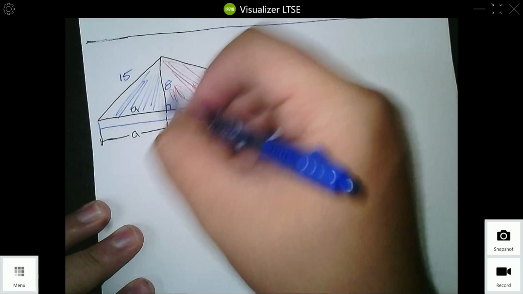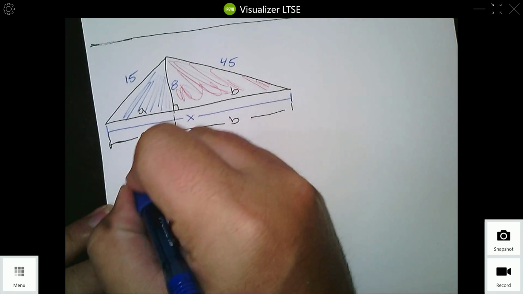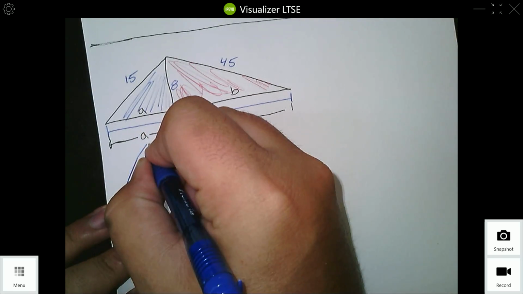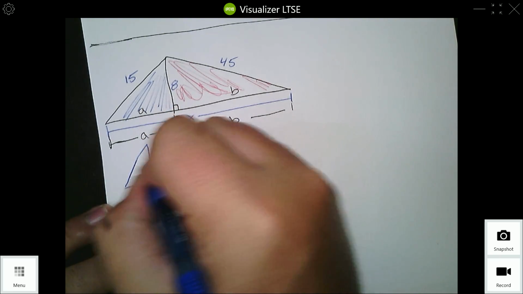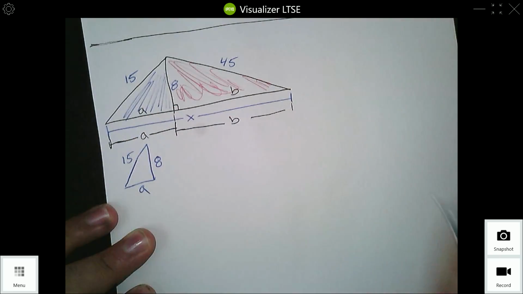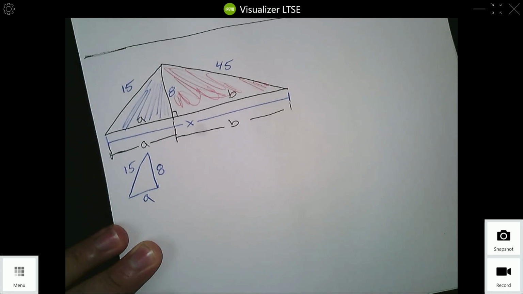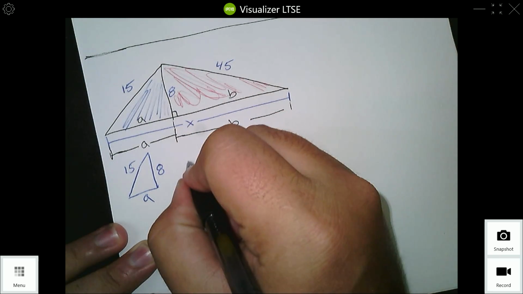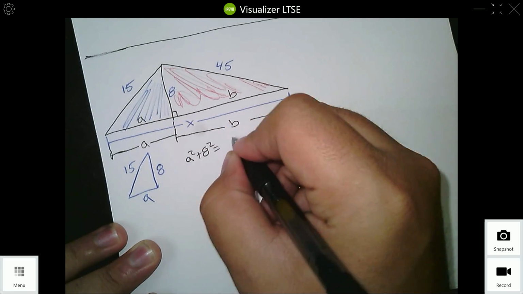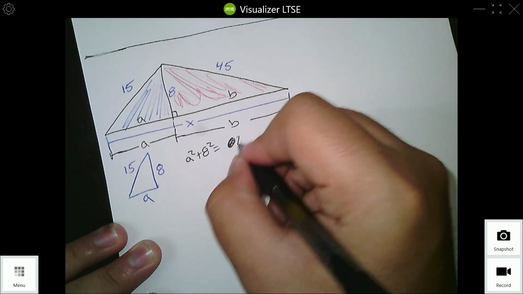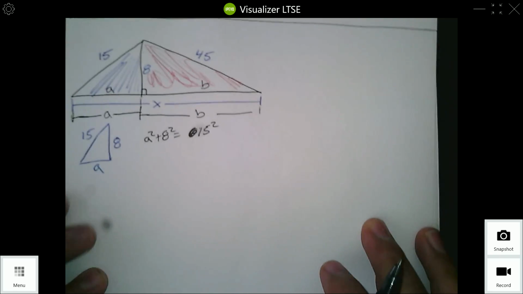So I'm going to take this triangle right here, and I'm going to solve for it. I have a triangle with sides 8, 15, and A. So I'm going to work that out. We're going to say A squared plus 8 squared is equal to 15 squared.